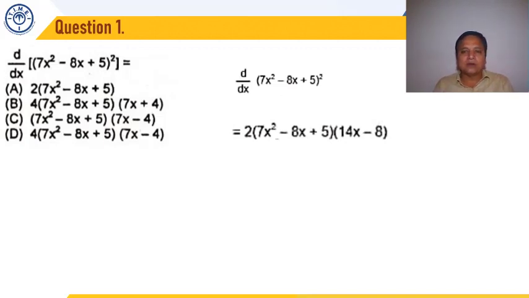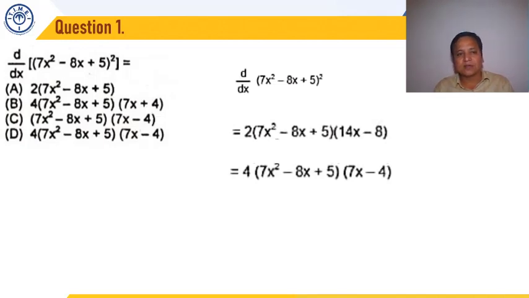Now we can take 2 common from the second bracket. So it becomes 4 multiplied by (7x square minus 8x plus 5) (7x minus 4). Now our choices are also given in the same format. So our answer matches with choice D: 4 (7x square minus 8x plus 5) (7x minus 4). So the answer comes out to be choice D. We used a very basic result: differentiation of x to the power n is nothing but n x to the power n minus 1.